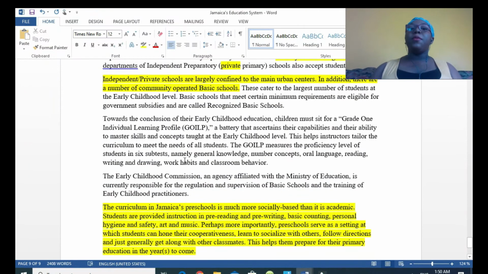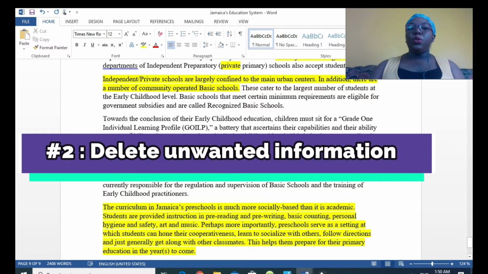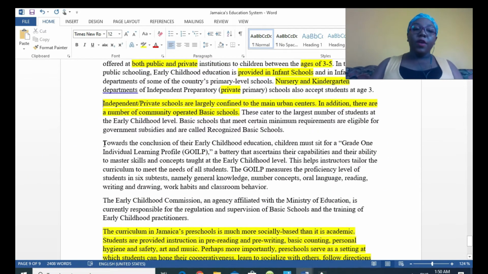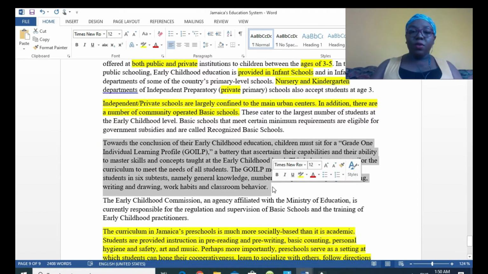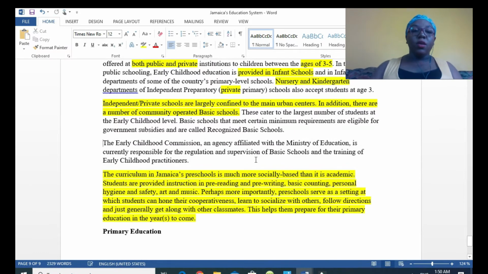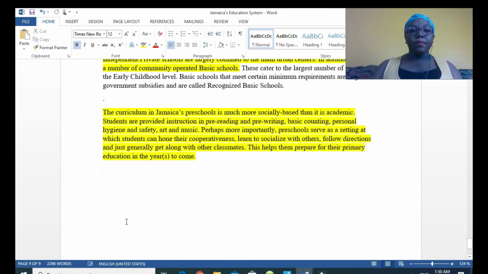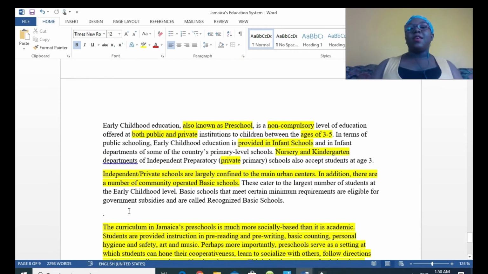Now, step number 2, delete all the information that you do not need, once you are sure that you don't need it. So for example, this paragraph that you don't need at all, you can just go ahead and delete it, and this one we can delete as well. That was pretty easy. I think that's the easiest step, deleting after highlighting this information.